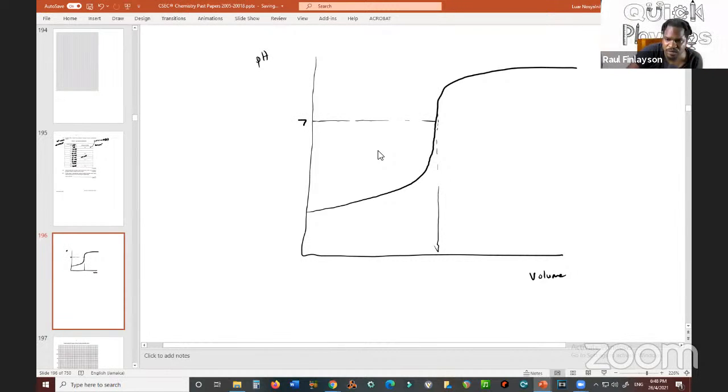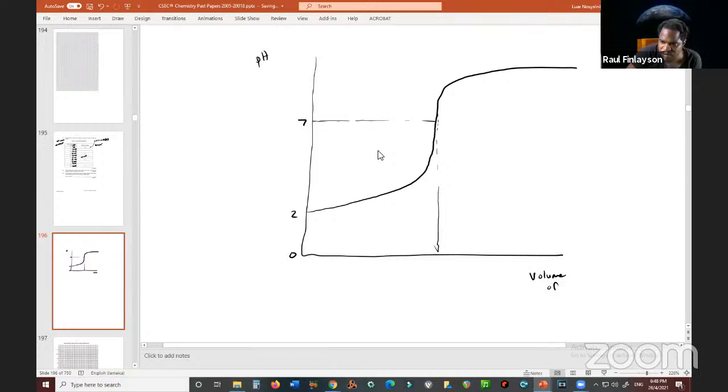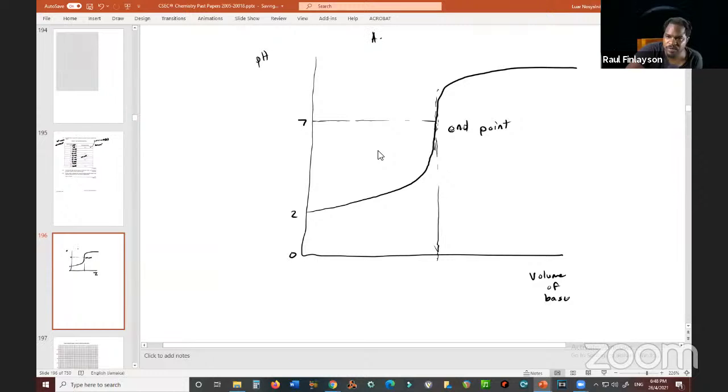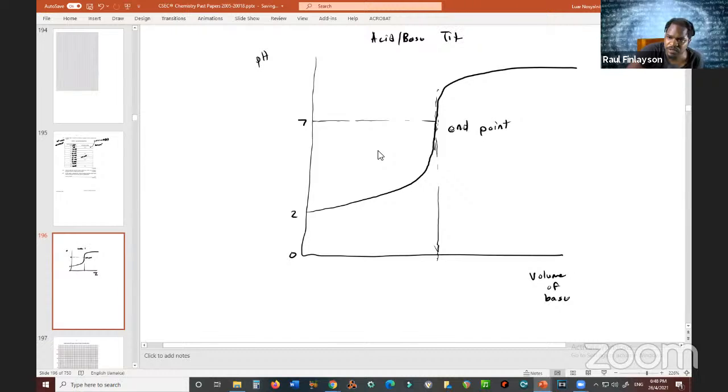So let's start the acid with 2, and then you keep adding the base, so volume of base. This is just me sketching what the graph would look like. So this line here would be the endpoint. Somewhere off here will be the endpoint. And so this is the acid-base titration graph. All right, that's what it looks like.